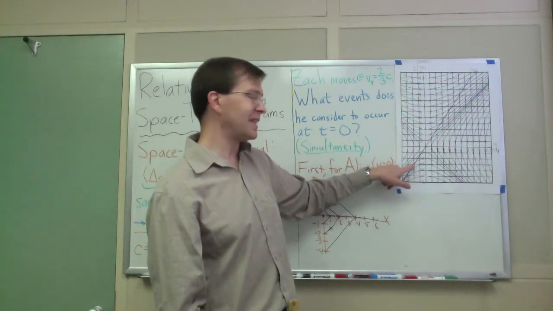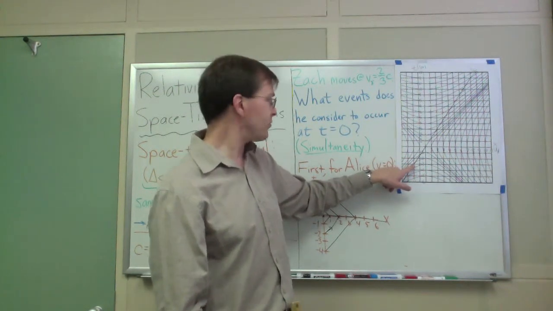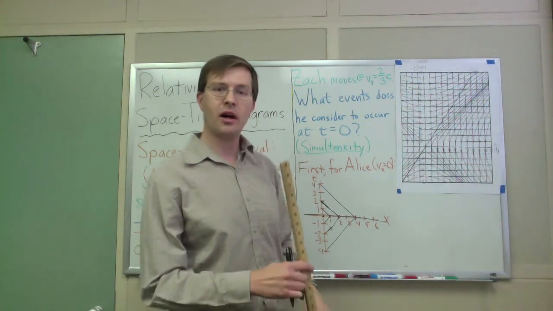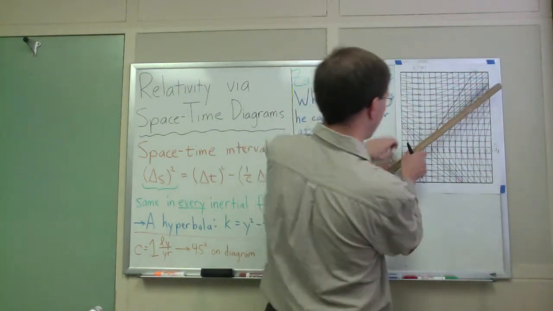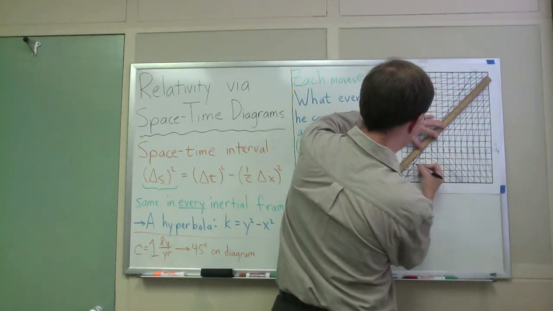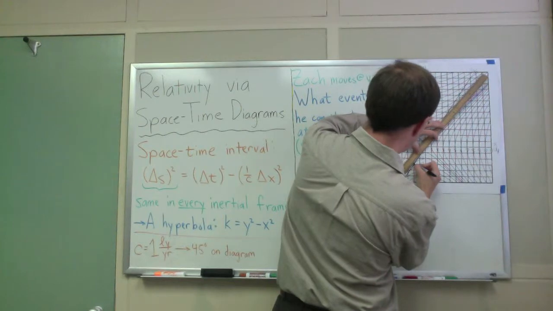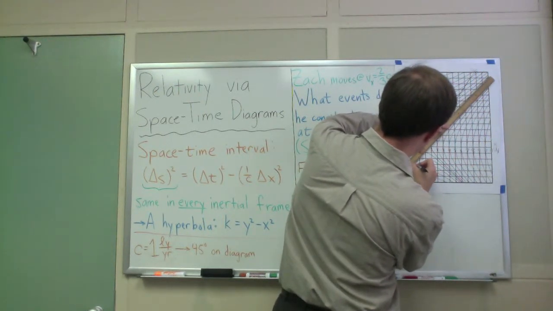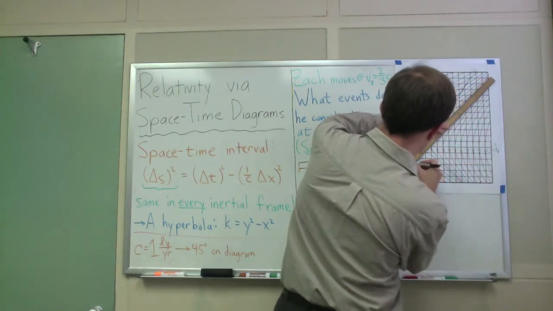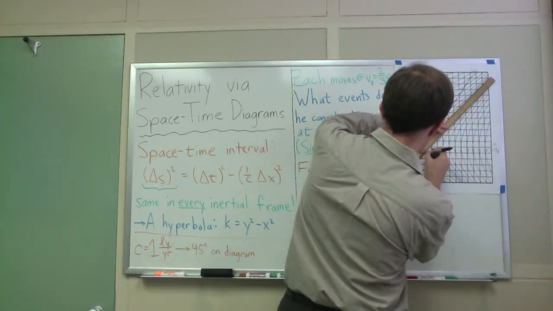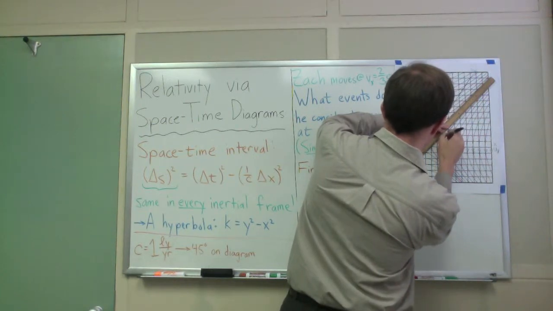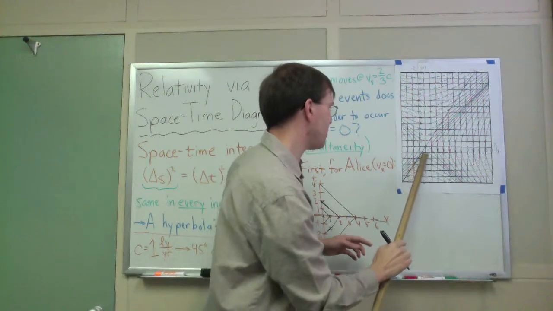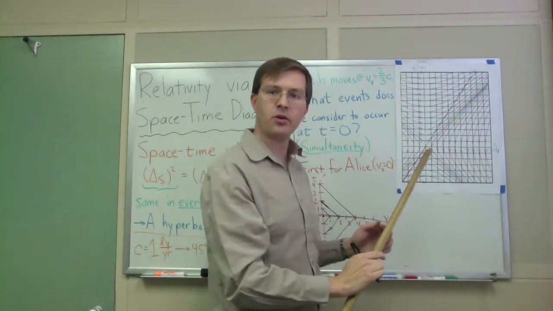So let's imagine that at that particular moment, -3 years as seen by Alice, Zach sends out a flash of light, a radar pulse or something. Remember, it goes at a 45-degree angle in here. So I'm supposed to take this point and extrapolate up along a 45-degree angle. Okay, so that's the pulse. This dashed line is the pulse of light that Zach has sent out.